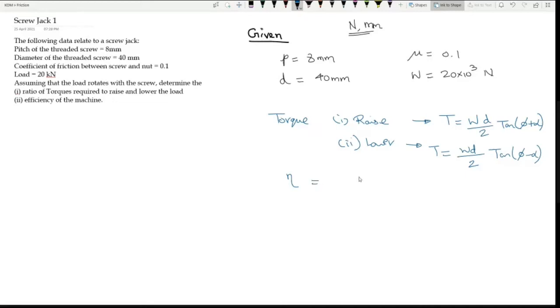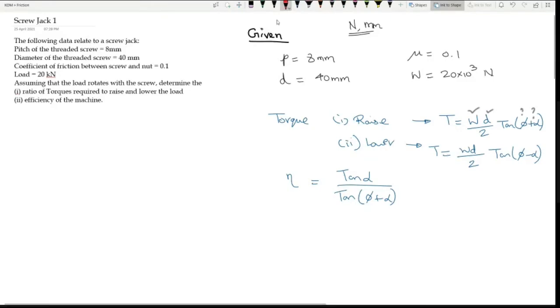Efficiency is tan alpha divided by tan of phi plus alpha. These are my formulas. What are the things you have to identify? W is known, D is also known. Phi and alpha you have to identify. So what is your phi and what is your alpha? These are the two data which you have to identify.